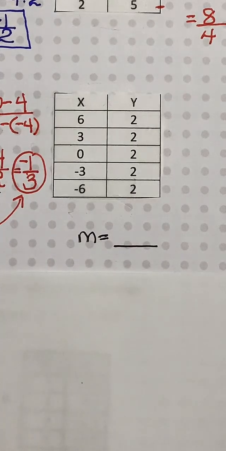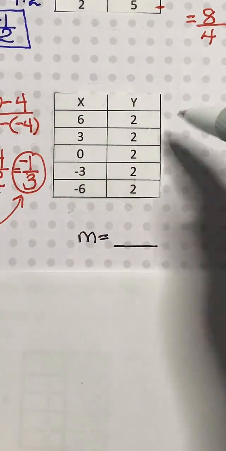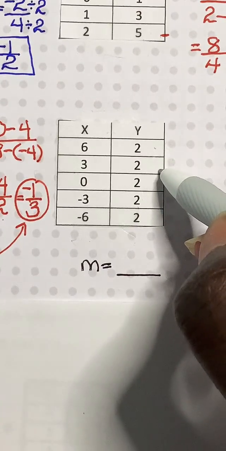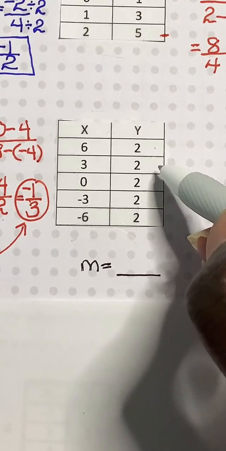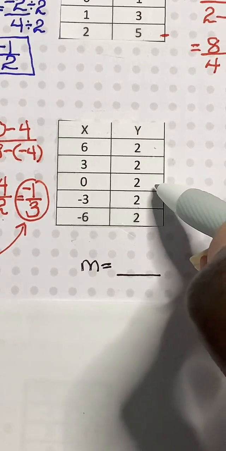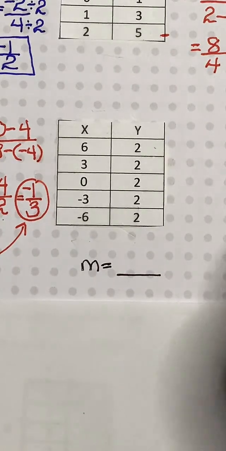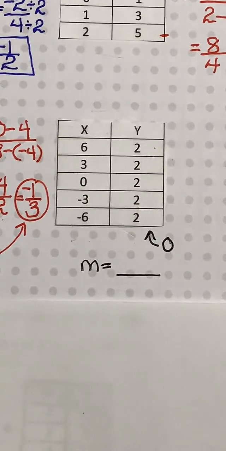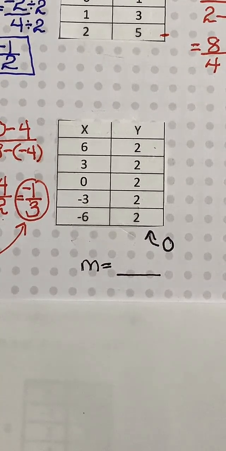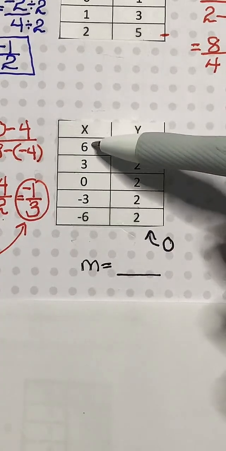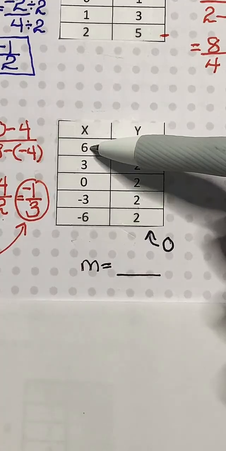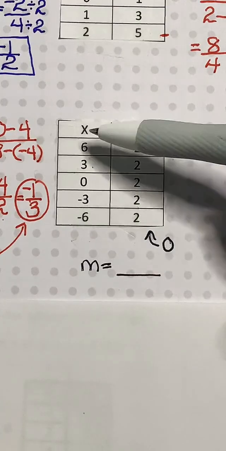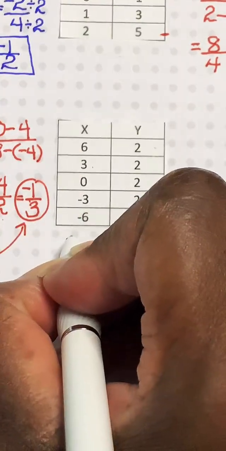All right, so now take a look. For my difference of my y's to go from a 2 to a 2, I didn't move at all. To go from a 2 to a 2, I still didn't move. So for my y's, it's actually going to be a 0, because it didn't increase, it didn't decrease, it stayed the same. But for my x's, I started from a 6 to a 3, so my numbers are getting lower. If they're getting lower, there's got to be some kind of subtraction going on here.